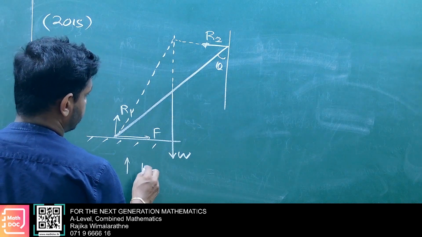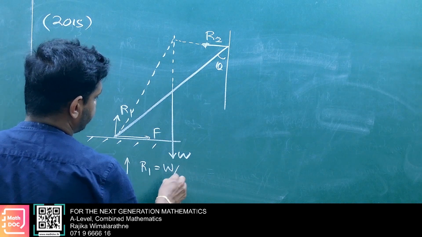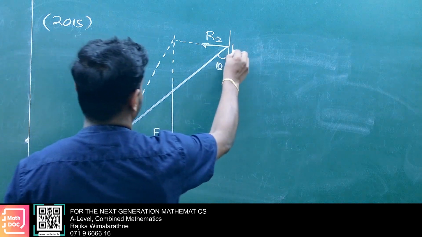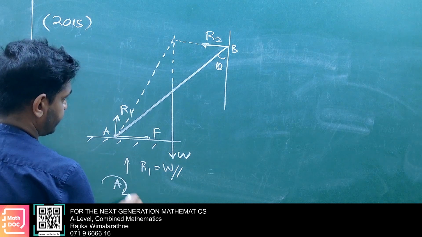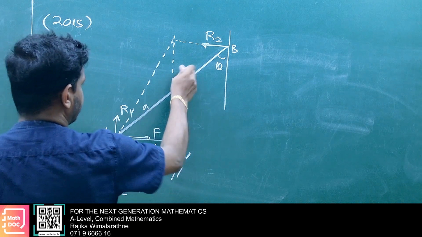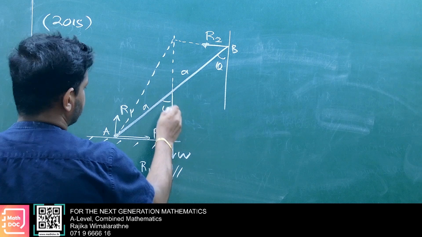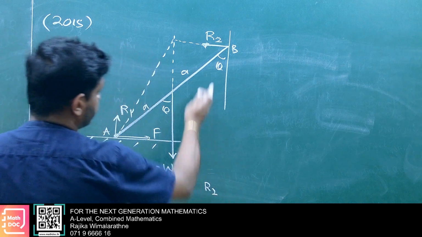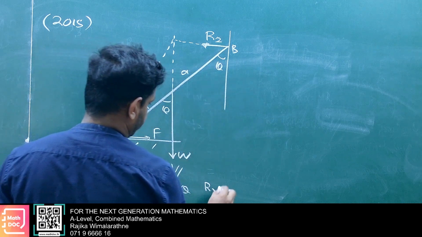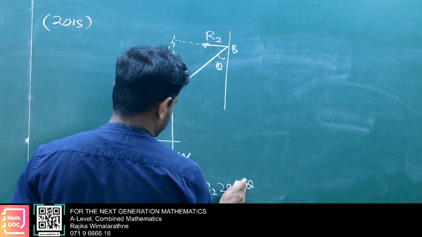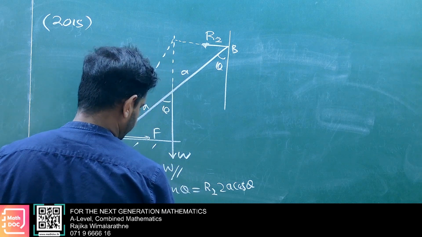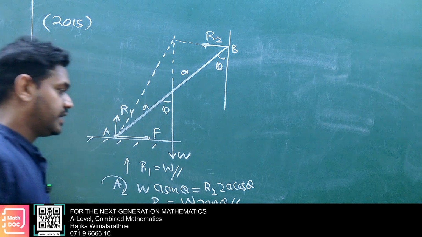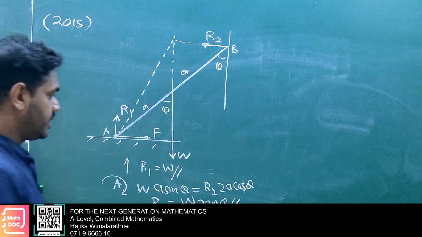Resolve vertically. R1 equals F. Take points A, B, take moment about A: W into A sin theta equals R2 into 2A cos theta. Then R2 equals W over 2 tan theta. W over 2 tan theta is the R2 value.